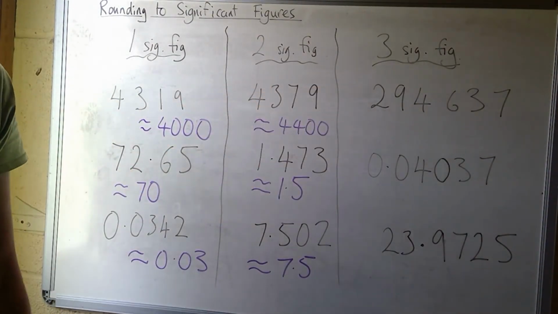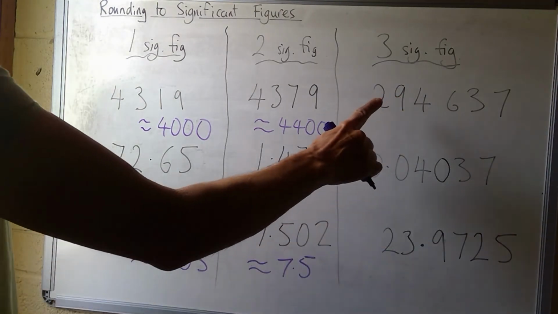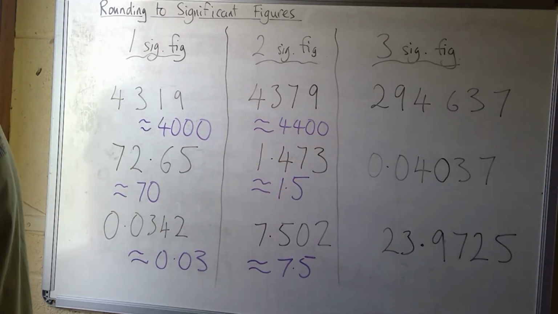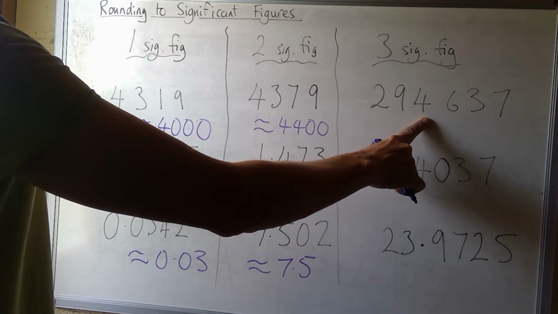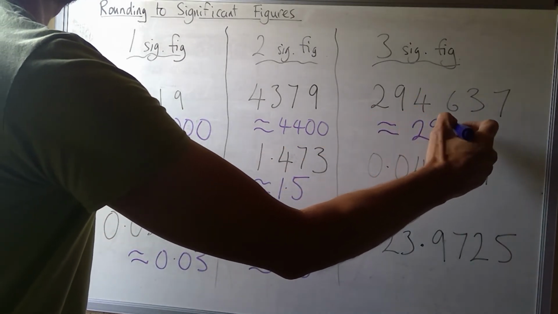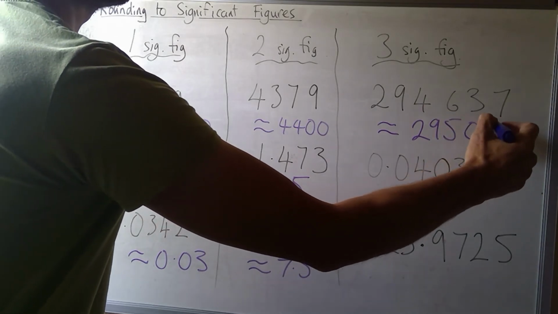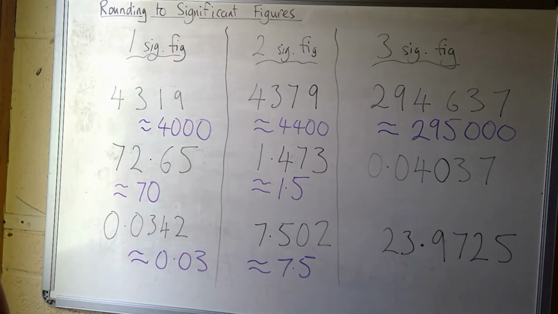Three significant figures is a very common one. We often use three significant figures to round our answers to a suitable degree of accuracy. So three significant figures, we round at the third figure. In this case, the third figure arrives in the thousands column. So we round to the nearest thousand, which will be 295,000. Very important that you fill in the gaps with zeros, otherwise the place value will go wrong, as mentioned before.